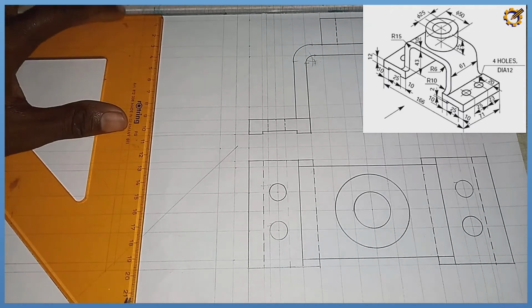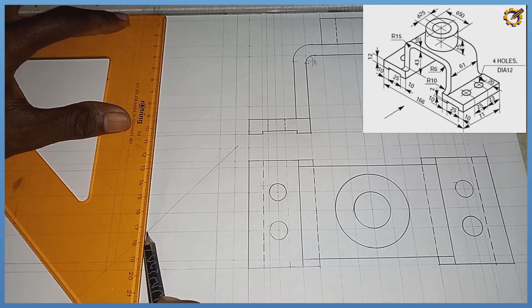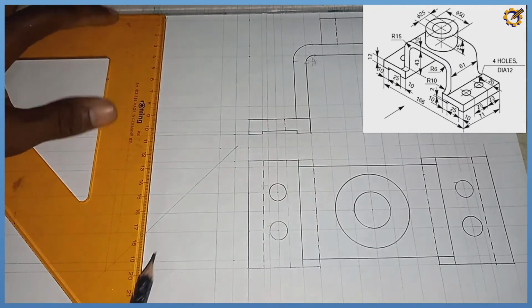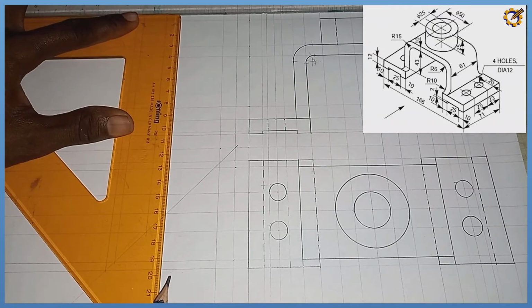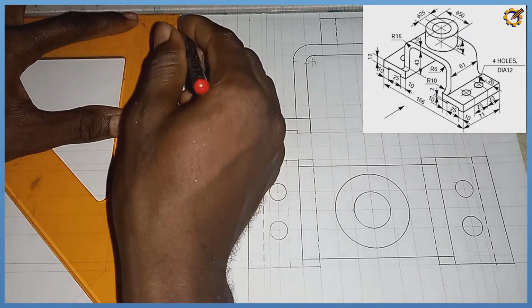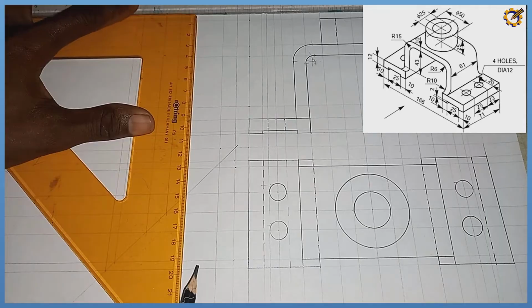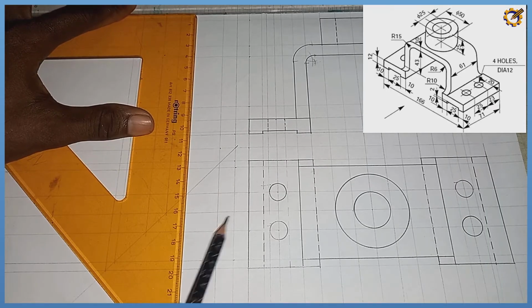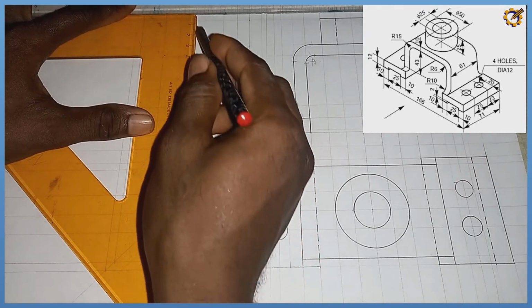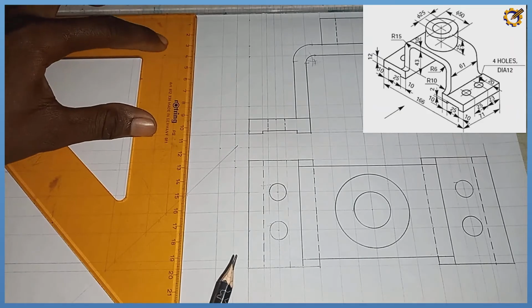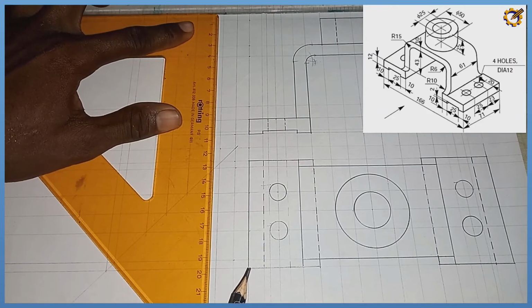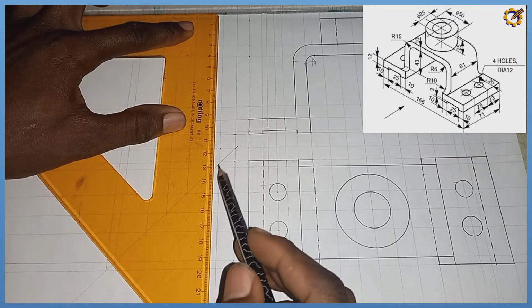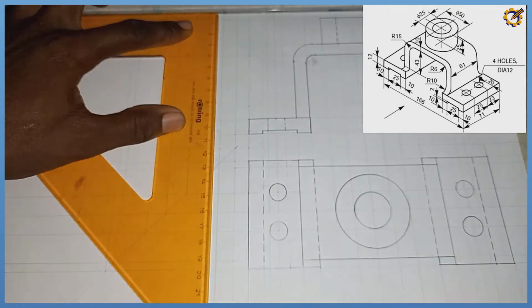So next is this, then upwards. Next is this, and upwards. Next is this, and upwards. Next is this, and upwards.